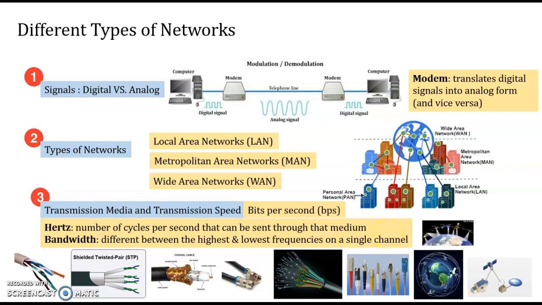Dia mahal. Most probably in organization, they love to use fiber optic together with the twisted pair. Because twisted pair is the cheapest. Okay. Dia tak boleh pakai fiber optic sahaja, itu memang kaya betul lah. So, dia akan pakai dua-dua untuk support the communication network. So, this is the wireless.